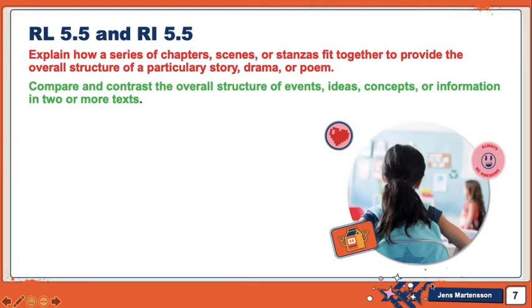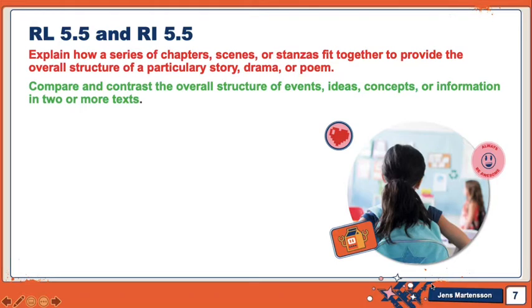Reading literature and reading information standard 5.5 are similar but also different. Reading literature standard 5.5 explains how a series of chapters, scenes, or stanzas fit together to provide the overall structure of a particular story, drama, or poem. Reading information standard 5.5 is to compare and contrast the overall structure of events, ideas, concepts, or information in 2 or more texts.